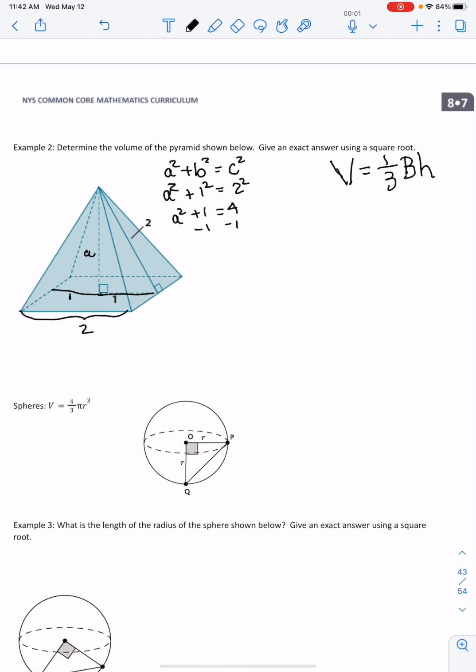Subtracting 1 from both sides, I have a squared equals 3. Taking the square root of both sides, I have a equals the square root of 3. So my height then is the square root of 3.